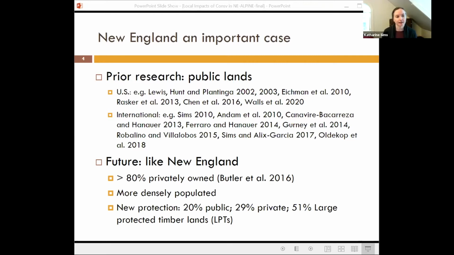Here, 80% of land is owned privately, and the past 25 years have really seen a mix of new public and private land protection. About 20% of land recently protected has been publicly protected by state, federal, and municipal or town agencies. 29% has been private protection, mainly by nonprofit land trusts and individual owners putting permanent legal easements on their land. And then about half of the land area protected has been in large protected timberlands or large forestry reserves, large areas of land with restrictions that are designed to maintain working forests.